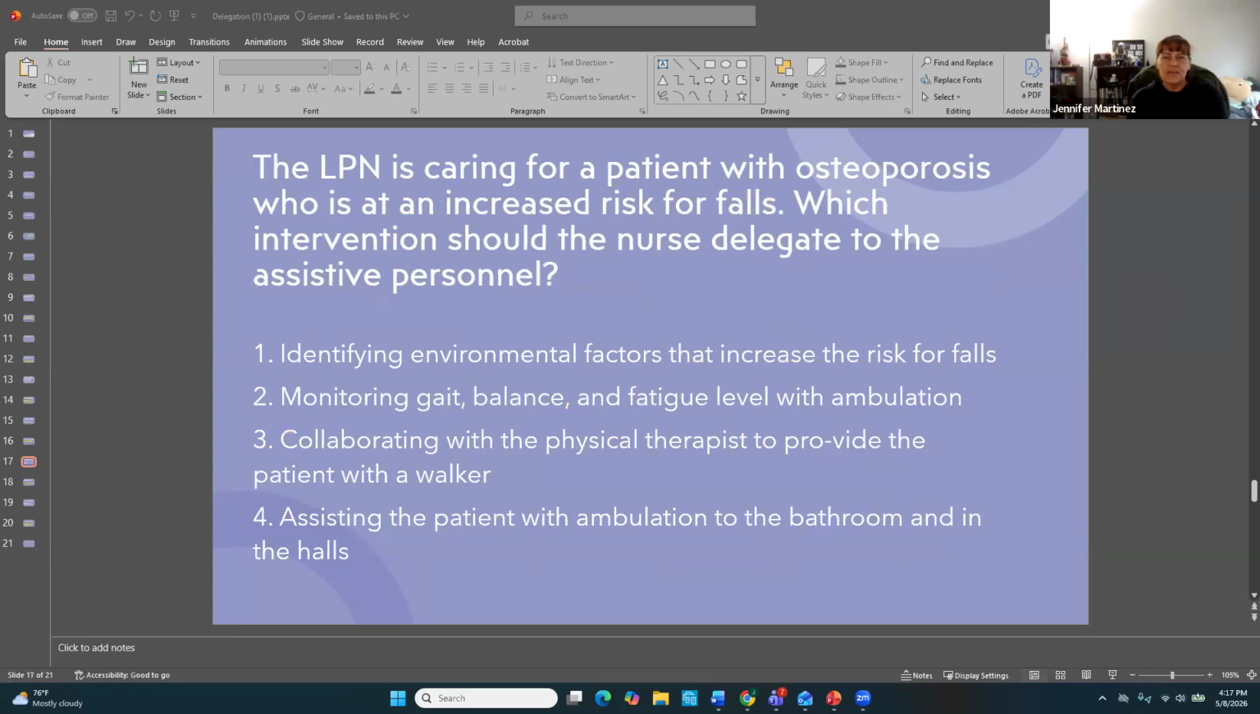All right. An LPN is caring for a patient with osteoporosis who is at an increased risk for falls. Which intervention should the nurse delegate to the assistive personnel? 1, identifying environmental factors that increase the risk for falls. 2, monitoring gait balance and fatigue levels with ambulation. 3, collaborating with the physical therapist to provide the patient with a walker. Or 4, assisting the patient with ambulation to the bathroom and in the halls.